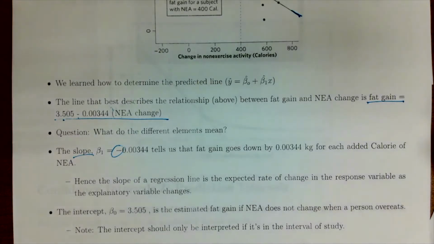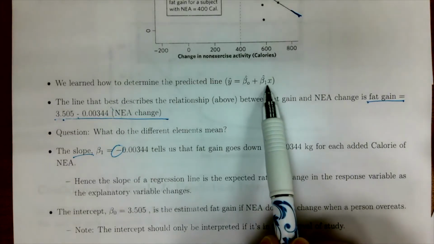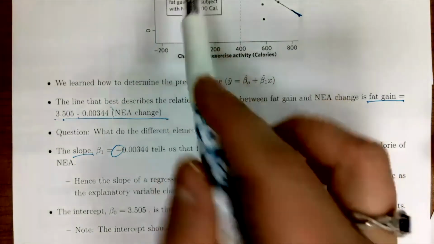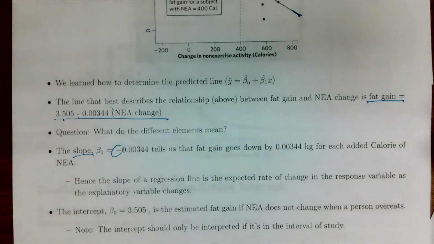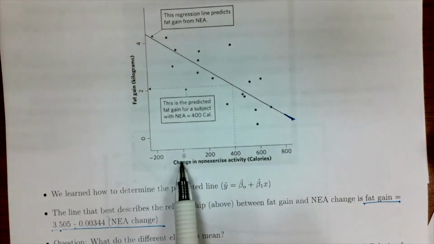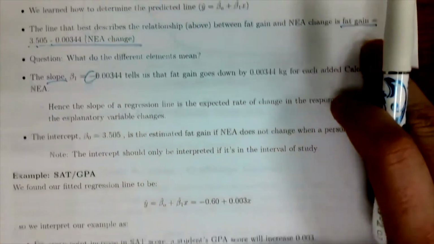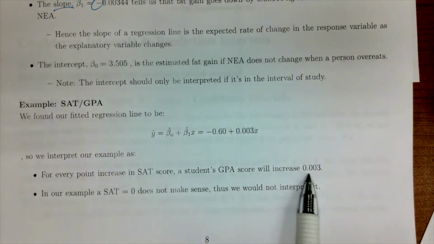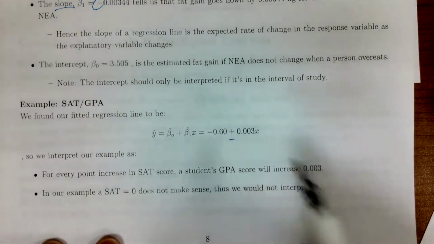The intercept is interpreted as what would happen if your x was 0. So in this case, if NEA doesn't change when a person overeats, that's what your intercept is going to tell you. The intercept should only be interpreted if 0 is in the interval of the study. In this case, 0 calories makes sense. In our GPA example, SATs don't go to 0, so it doesn't make sense to interpret the beta naught in this case, but we still need it in the model. We would also interpret our slope as: for every one point increase in SAT score, a student's GPA will increase by 0.003. It's going to increase because we have a positive slope.